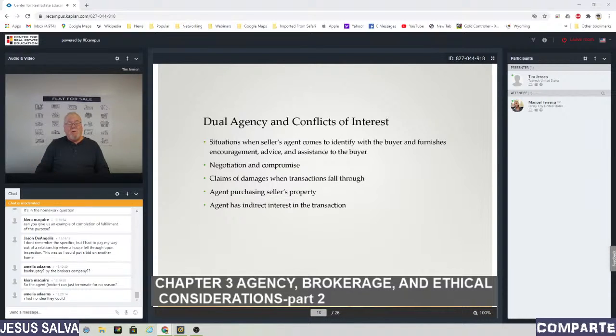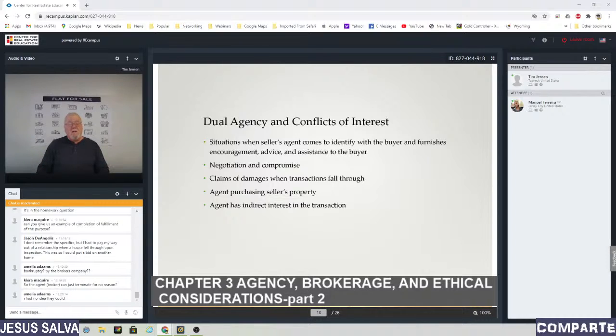Claims of damages when transactions fall through could occur in disclosed agency agreements if one party feels that they've been jilted or taken advantage of or something, or if there was a conflict of interest that you didn't disclose. If the agent purchases the seller's property, then they could never be a disclosable agent. They'd have to be a buyer with the seller present. However, if the client agrees and everybody agrees, not a great way to do it, but you could.